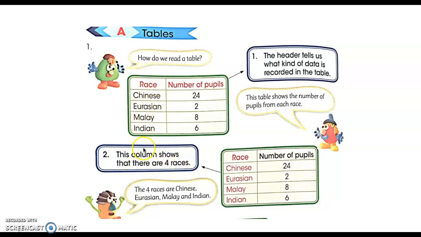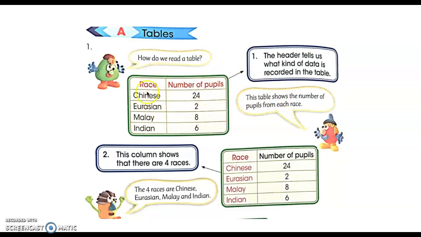Okay. Now number 2, the column shows that there are 4 races. So this is the column of the table. Column, vertical. So they say Chinese, Eurasian, Malay, and Indian. So there are 4 races. And then this column says the number of pupils from each race. So that is Chinese 24, Eurasian 2, Malay 8, and then Indian 6.